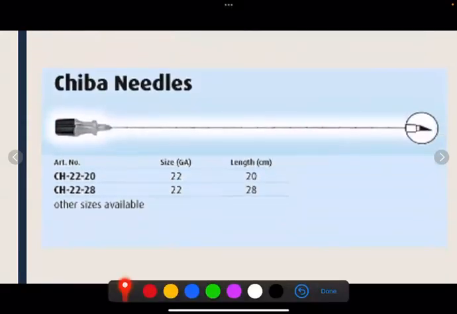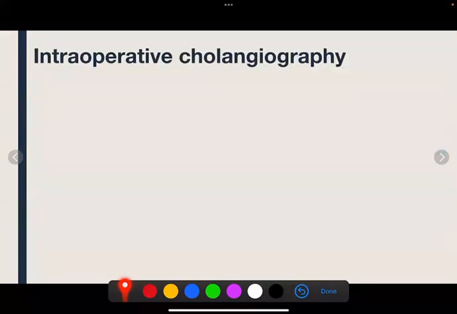They use a Chiba needle. This needle resembles the CSF needle but is slightly longer and can be used to reach the biliary tree and inject the contrast agent. The percutaneous intrahepatic cholangiography can be either diagnostic or therapeutic. For example, for a biliary drainage procedure, placing a percutaneous biliary stent, or dilating a postoperative stricture.